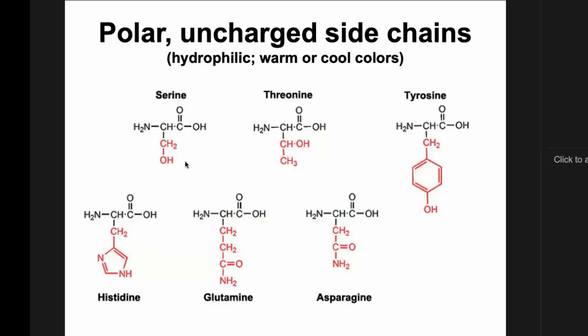And those OH groups tend to make them slightly more negative, so they have a slight negative polarity. The ones down at the bottom, histidine, glutamine, and asparagine, all have nitrogen in their side chains, which tends to make them slightly positive polarity. So those are to be represented with cool colors.